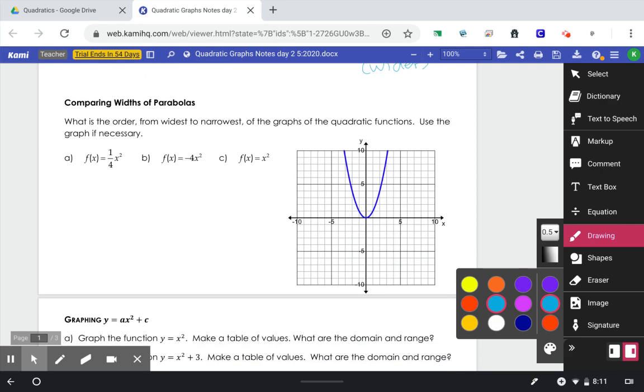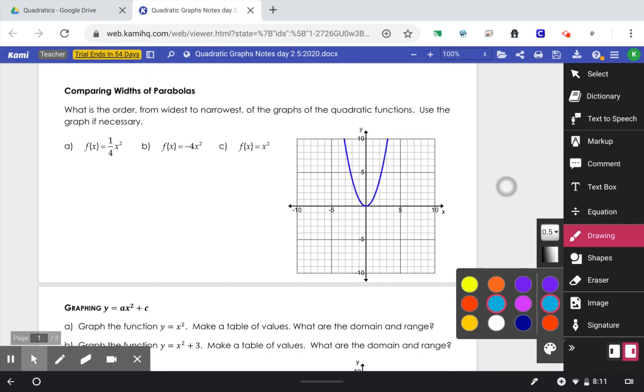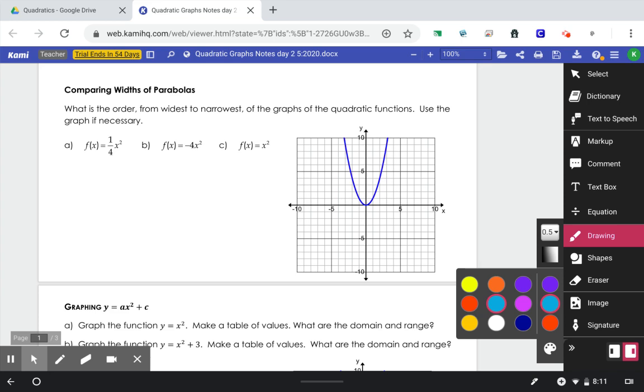I'm going to skip over. Oh, we could do this real quick. What is the order from widest to narrowest of the graphs of the quadratic functions? Use the graph if necessary.